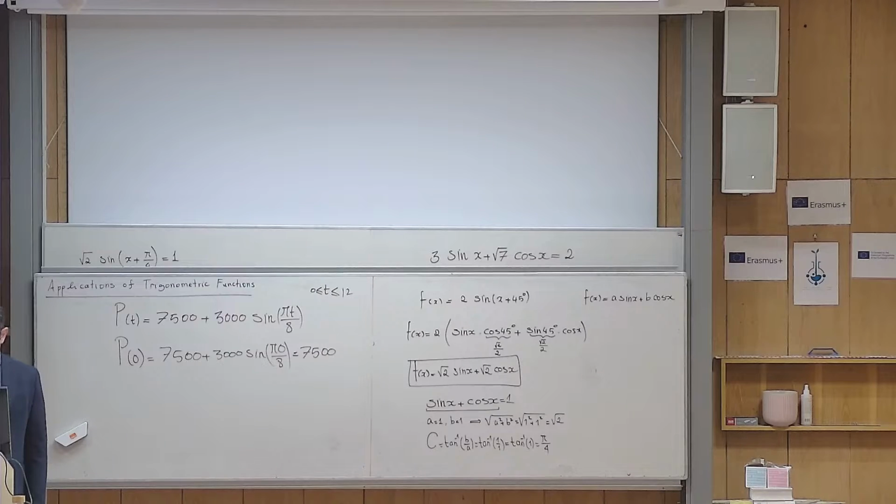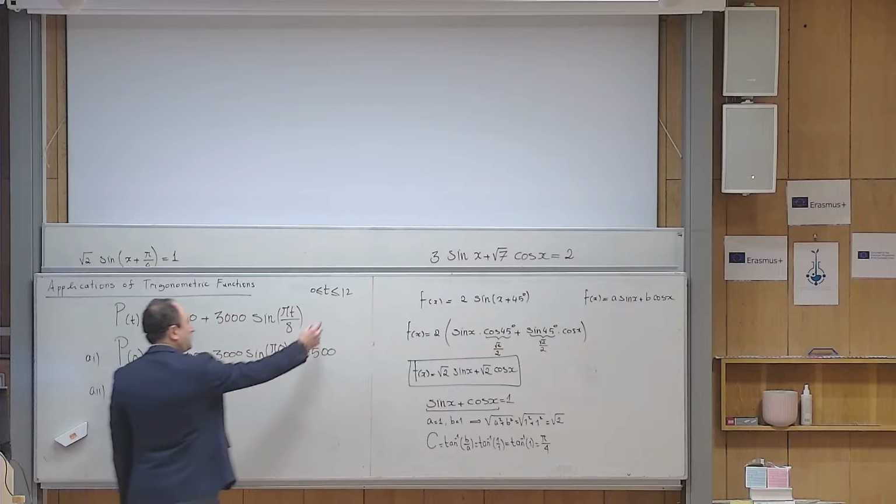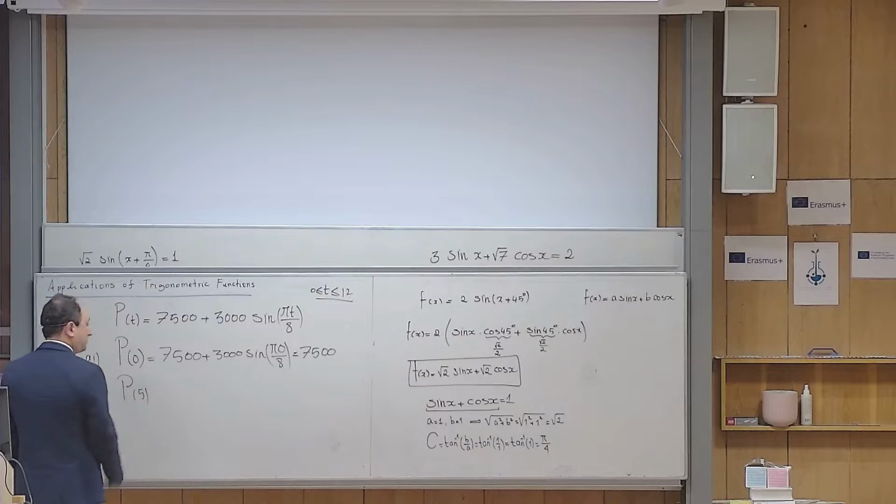So the population after 5 weeks. What should we do? This is part A, number 1. Part A, number 2: after 5 weeks, because the time is given in weeks, you just need to calculate P(5). That's it.